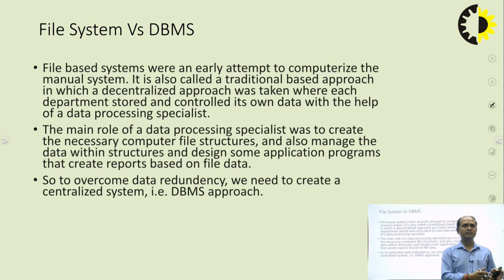What is a file system? What is DBMS? What is the difference between these two? Why is DBMS needed? The file system was basically an early attempt to computerize the manual system.